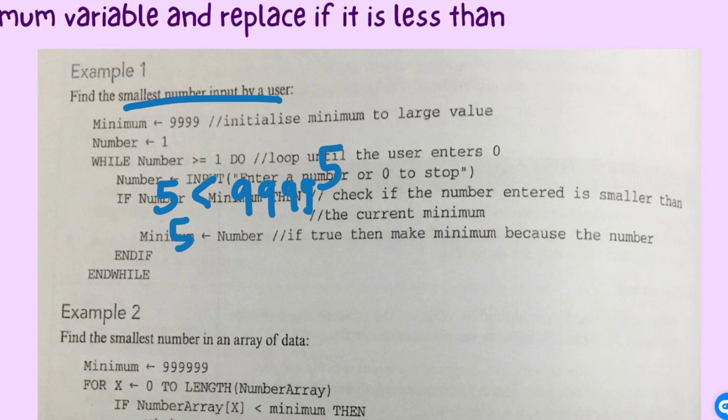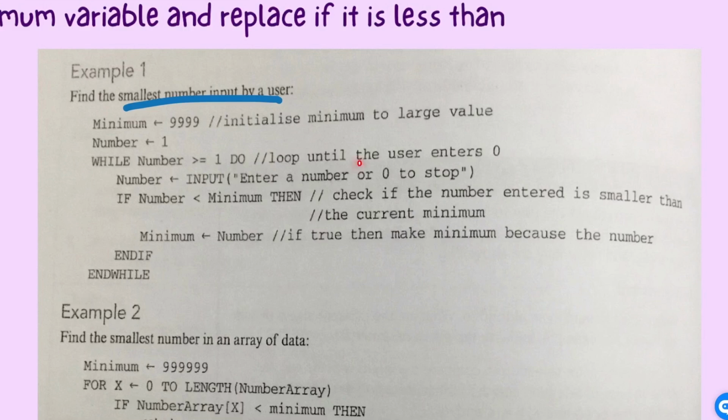Let's say the next value entered was 2. Okay, it was 2. The new number was 2. Is 2 less than minimum, which was 5? Yes, it is. So our minimum becomes 2 now. And then it loops again. It checks what number is more than or equal to 1. Yes, 2 is more than equal to 1 because our number was 2. And then it continues again.